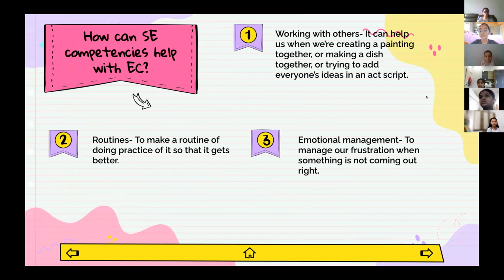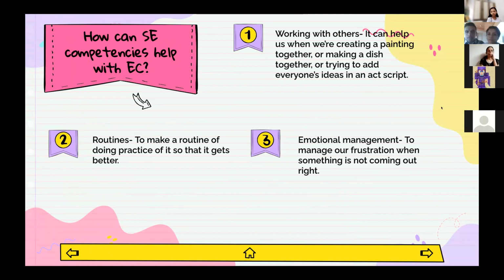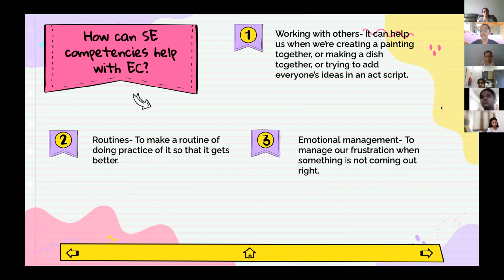Working with others can help us when we are creating a painting together, or making a dish together, or trying to add everyone's ideas in a script. To make a routine of it, of doing practice of it, it gets better. Emotional management can help us manage our frustration when something is not coming out right or someone is not agreeing to what we are doing.